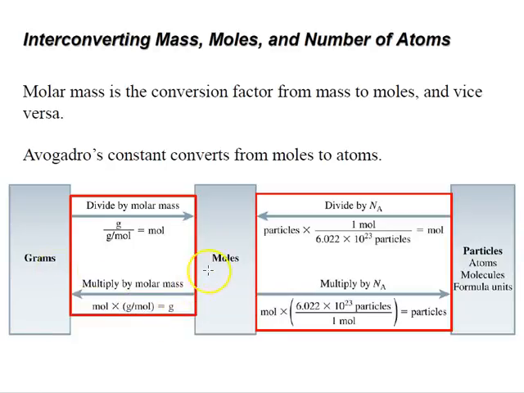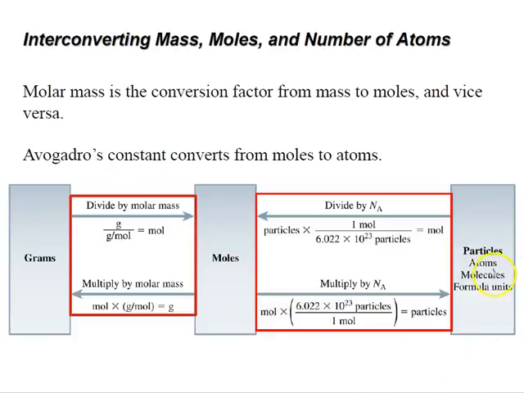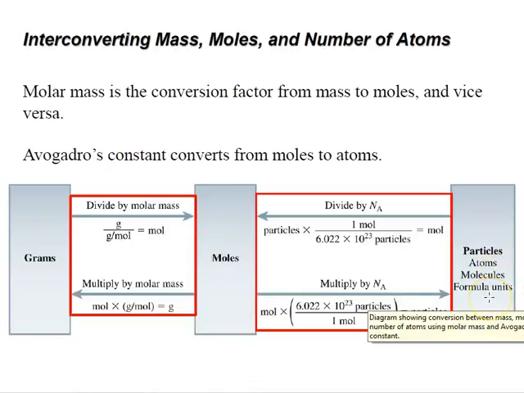Now applying Avogadro's number, we'll go from moles, which is our chemical counting unit, into our individual pieces. Our individual pieces are usually particles, atoms, molecules, or formula units.